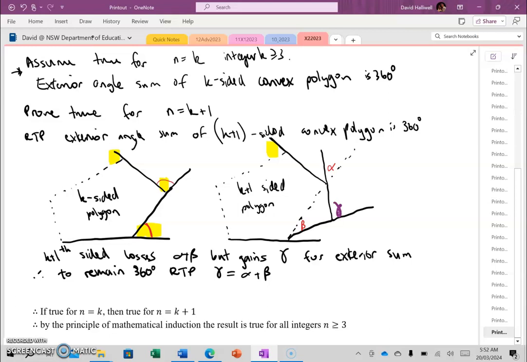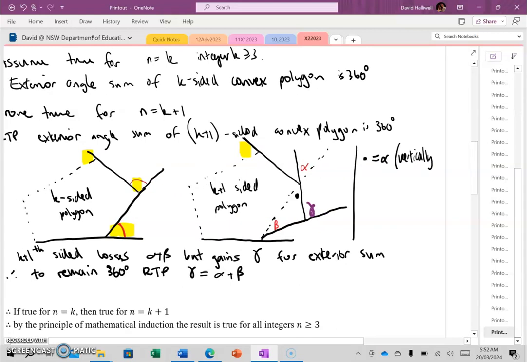Okay, and in order to do this, I'm going to put a little dot here, and hopefully you can see quickly that I'm running out of room. That's all right. Firstly, dot, I'll go over here. Dot will equal alpha. Why? Because vertically opposite angles are equal. I'll zoom out a bit. Vertically opposite angles are equal.